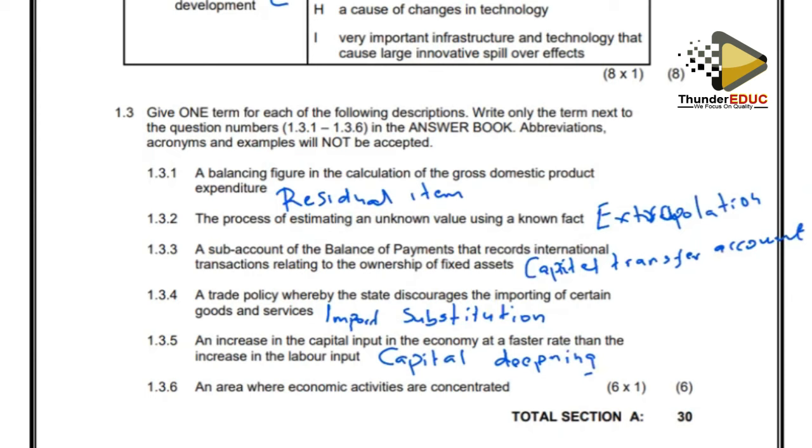Okay, right, grade 12. Now let's move on to 1.3.6. An area where economic activities are concentrated. That is called economic hub.